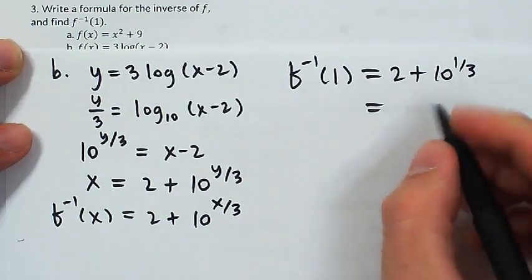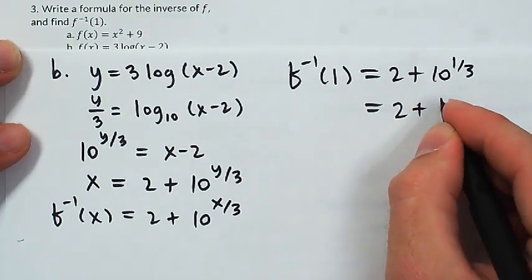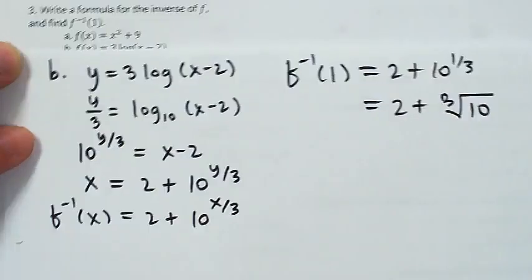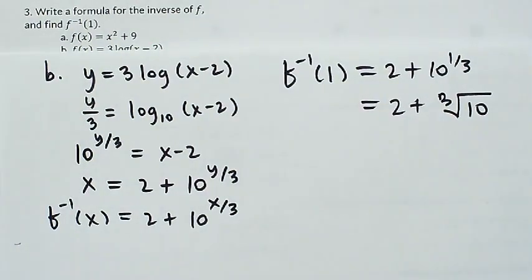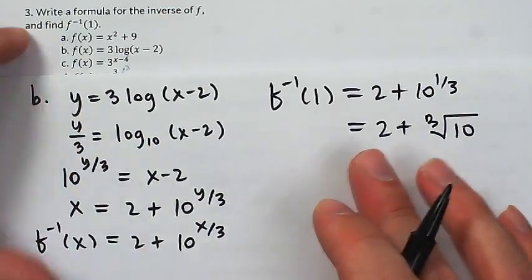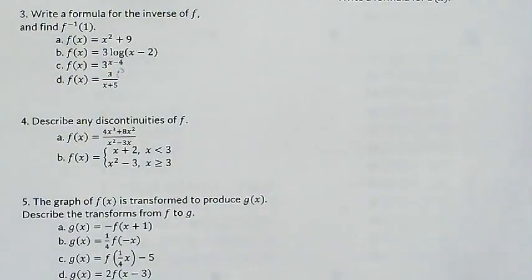Okay, that would be good enough for me, but if you wanted to say that's 2 plus the cube root of 10, that would be just as good. All right. C is going to be f of x equals 3 to the x minus 4.